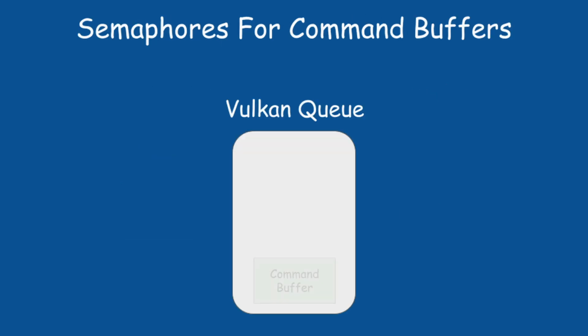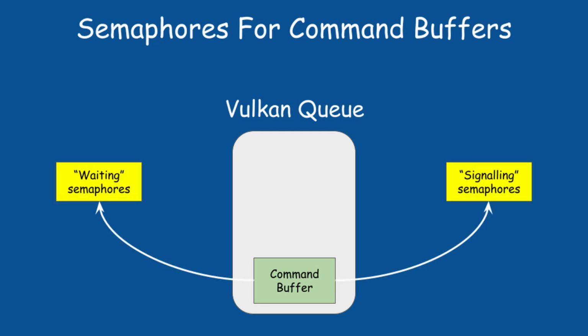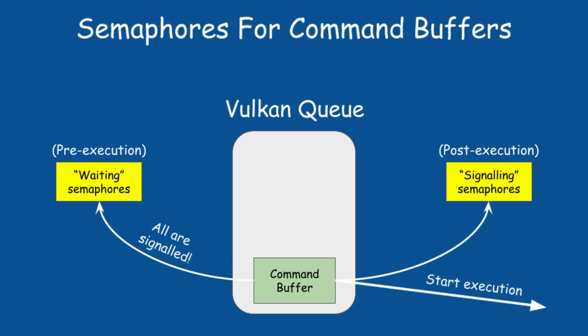When submitting a command buffer to a queue, we have the option to specify any combination of waiting and signaling semaphores. They are kind of like pre- and post-execution semaphores, respectively. The command buffer will wait in the queue until all the pre-semaphores are signaled. Only then it can start executing. Once it is finished, it will trigger a signal of the post-semaphores.